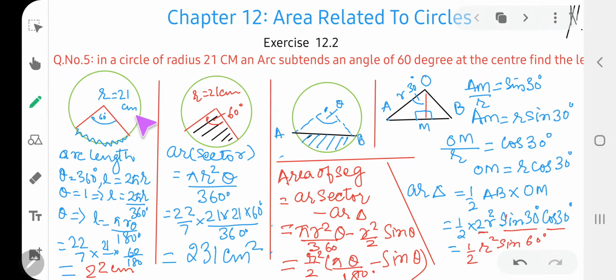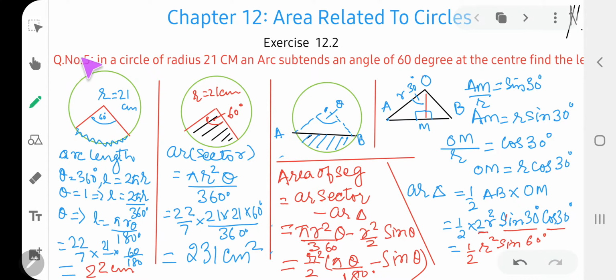Dear students, today we will start with exercise 12.2 of chapter 12, area related to circle. We will start with question number 5 because if you do question number 5, you will be able to understand all the concepts involved in this exercise and you will be able to solve all the questions very easily.